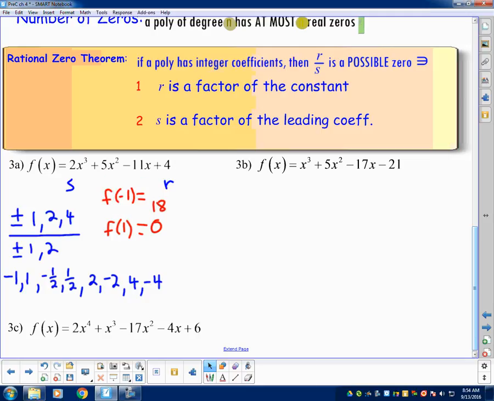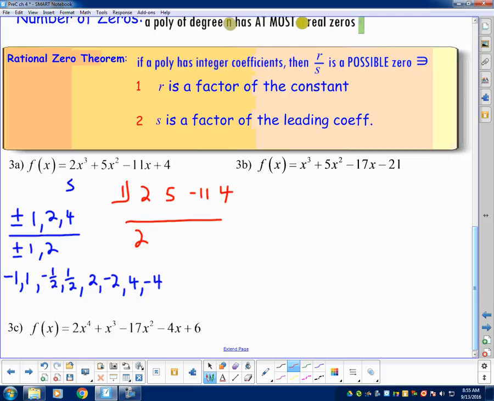So what this means, let me just move this up right here. Whoops. Oh boy, now it's all completely separated. All right, but you get the point on that. Let me move this up. So that means by synthetic division, if I do 1 here, let's bring it down: 2, 5, negative 11, and 4. So bring down the 2. 1 times 2 is 2. 5 plus 2 is 7. Negative 4.